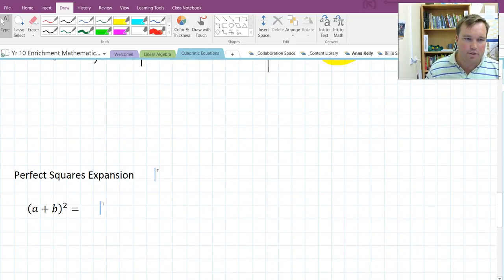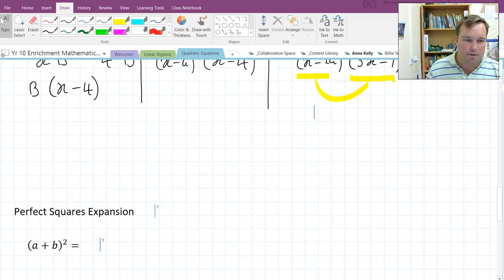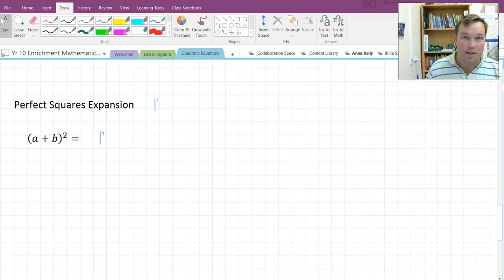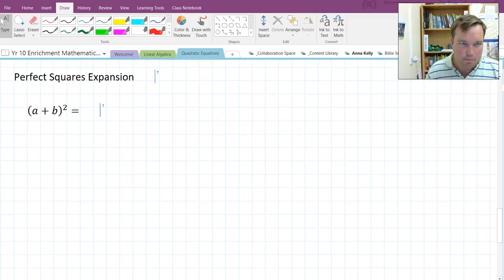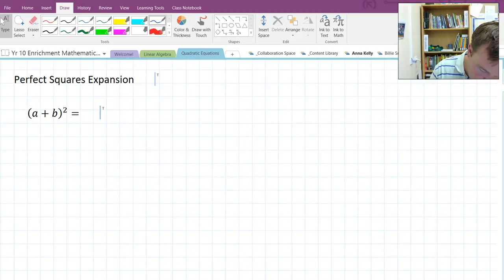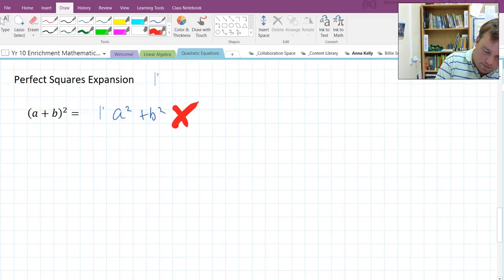Alright, perfect squares expansion. This we covered in class, but it's worth having on video because I see this 10 to 100 times a year, and I die a little inside. People think that this equals that, and it does not. Two ways to think about it.